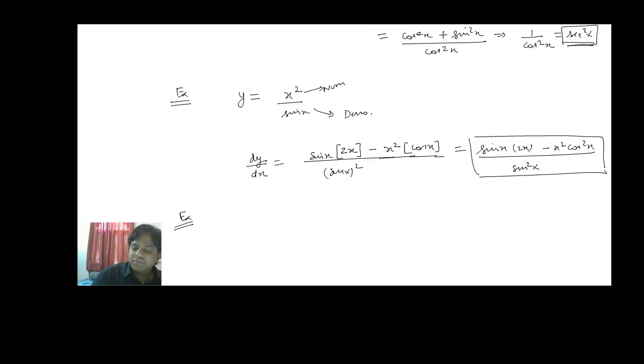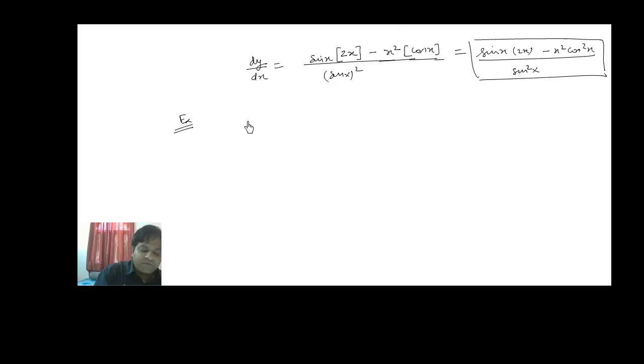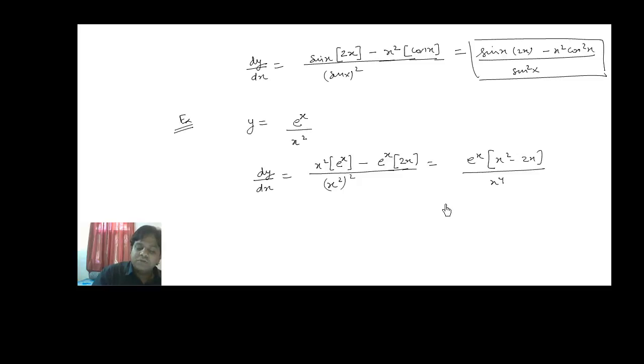Let's take a couple more examples. For example, if I am given a question like this one, e to the power x upon, let's say, x square. If I have to differentiate the above function, then what I'll do is the square of the denominator, that is the square of x square as it is, differentiation of e to the power x, which is e to the power x as it is, minus the numerator as it is, and differentiation of the denominator, which is 2x. So what I get is e to the power x common, x square minus 2x upon x to the power 4. Now if I want, I can take x common, then what I'll get is x minus 2 upon x cube. So this is the answer of this problem.